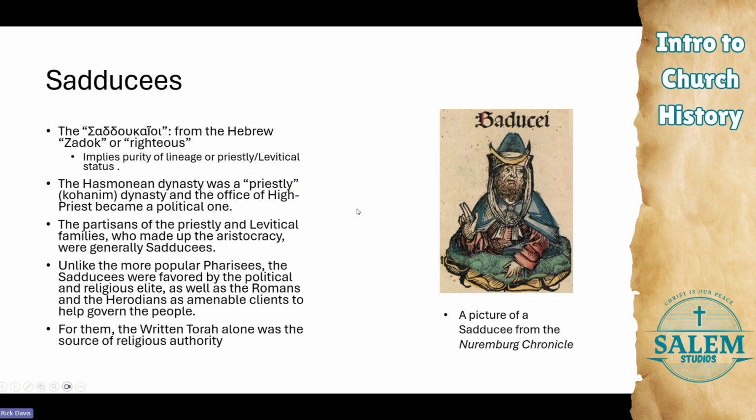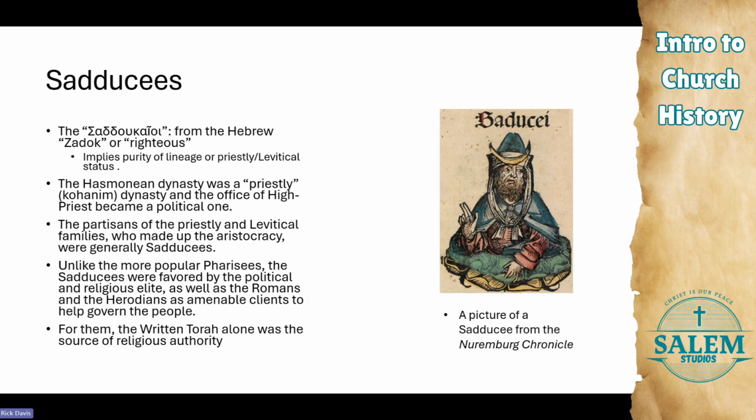So unlike the more popular Pharisees, the Sadducees were favored by the political and religious elites, as well as the Roman government and the Herodian dynasty, as they were amenable clients to help govern the people. So the Sadducees were basically in cahoots with both Herod and with the Roman governor, and basically formed the ruling party of the Jewish people in the Holy Land in the first century.